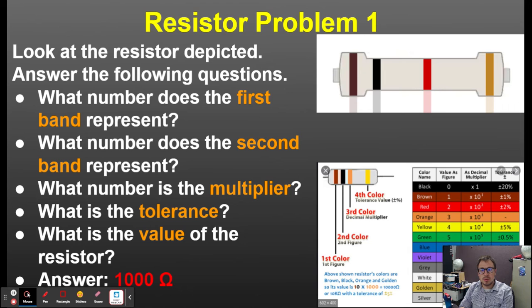Now, what is the multiplier? Well, it's going to be red. So I'm going to multiply it by 100. That's going to be 10 times 100, which is 1,000. Now, the tolerance. Don't really worry about the gold. That's just the 5% tolerance.